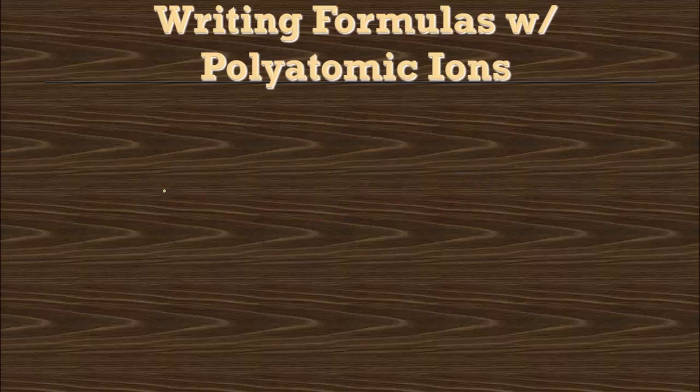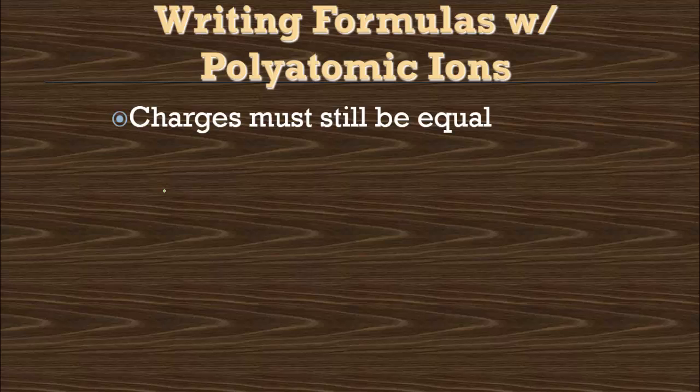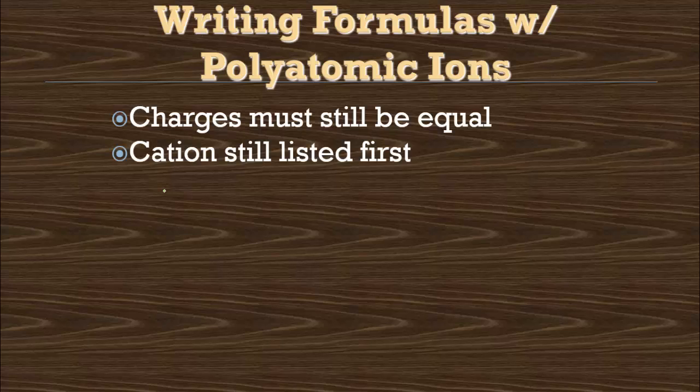So let's write formulas with polyatomic ions. So your charges are still going to be equal, and our cation is still going to be listed first. So usually this is the other element, but we do have two polyatomic ions that are cations.